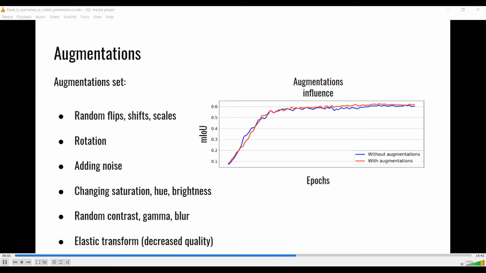In the slide, you can see the influence of augmentations on mean IoU. Overall, augmentations increased our metrics from 0.6 to 0.625. The model in the plot is DPN92 plus UNet.